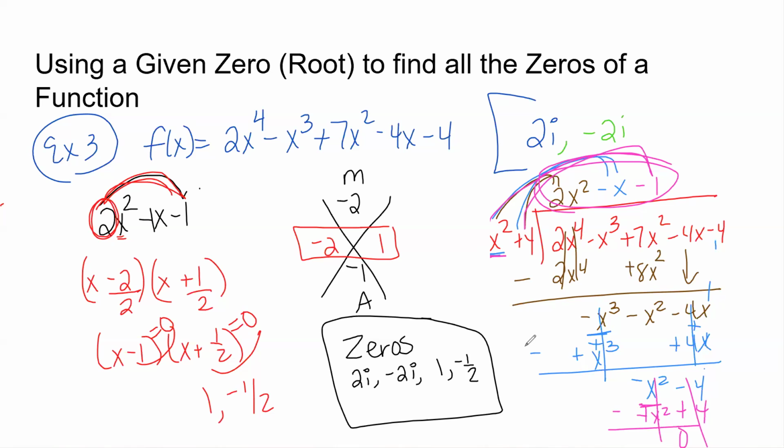Alrighty, I think that might be where I want to just go ahead and call this a day. So this was using a given 0 to then find all the zeros of a function. Not the easiest thing in the world, but once you practice and get the hang of it, you can do it. Just always remember the i's come in those conjugate pairs. Watch your signs, watch your algebra. You got this. I hope that was helpful, and I'll be back with you soon. Bye-bye.